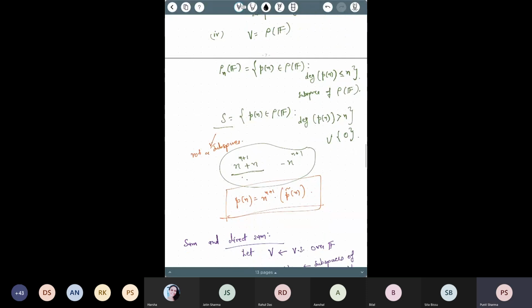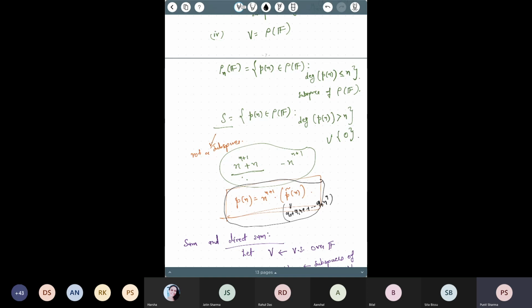You have a way to check. What I was saying is that suppose you have a set of polynomials of this form, where this p tilde x is of the form a0 plus a1x and so on up to an xn. So what I'm saying is that each term in this polynomial is a polynomial of degree greater than or equal to n+1. So this is the set of all such polynomials.